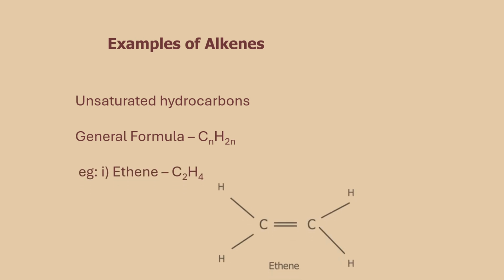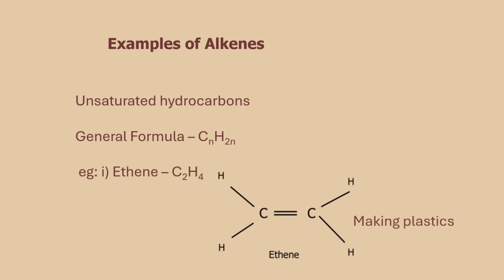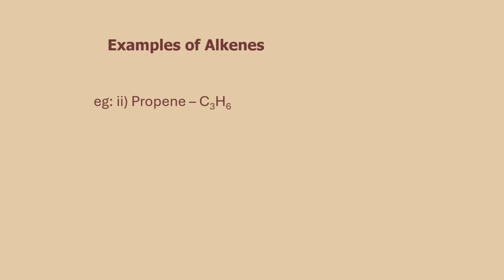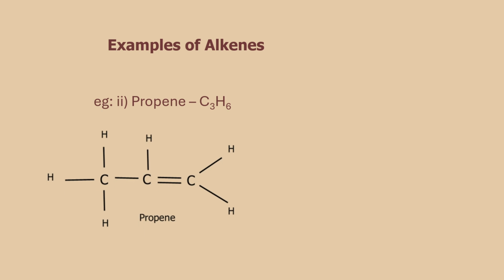Second one is propene, C3H6, used in the production of polypropylene, a common plastic material. Third one is butene, C4H8, found in the manufacturing of synthetic rubber and fuels.